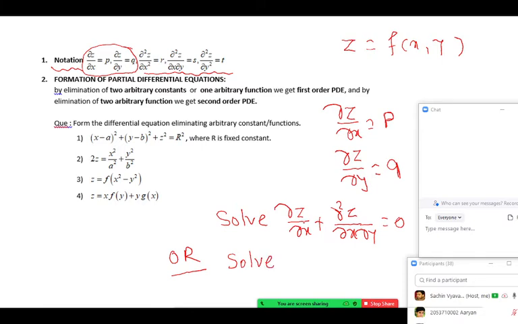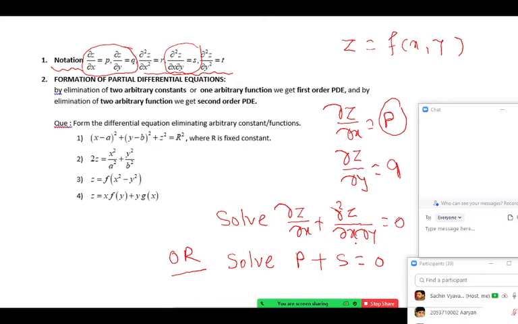Solve: ∂z/∂x, we denote it by p. So p, plus ∂²z/∂x∂y, we can denote it by s. So p plus s equal to 0. But remember, this p and s are not just numbers, and it is not an algebraic equation. It is a partial differential equation. p denotes ∂z/∂x, while s denotes ∂²z/∂x∂y. So that is about the notations.